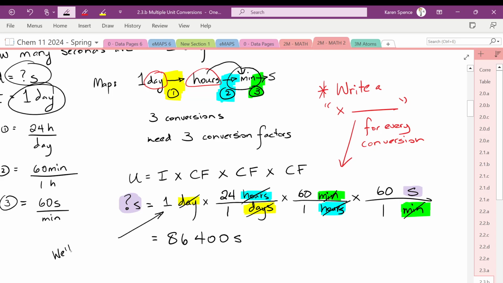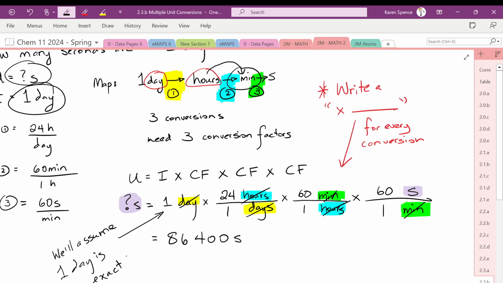We'll assume exact. I'll make it more obvious if I give you a quiz or something, whether something is exact or not, okay? Alrighty, and that's our final answer. That's how many seconds are in a day.